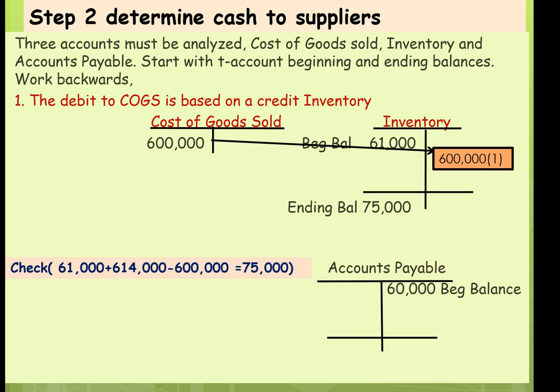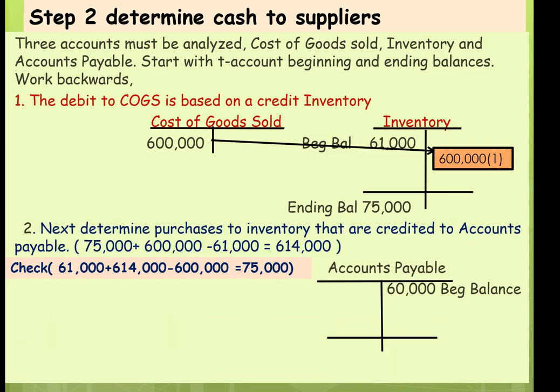Next, we're going to try to determine, okay, how much did we add to inventory? We know we started with 61, we reduced it by 600,000, and we ended with 75. So, you would take the 75 plus the 600,000 minus the 61, and our amount would be 614,000 was purchases to inventory.